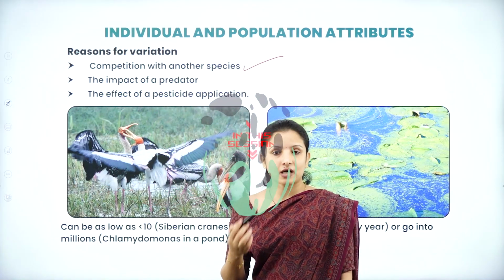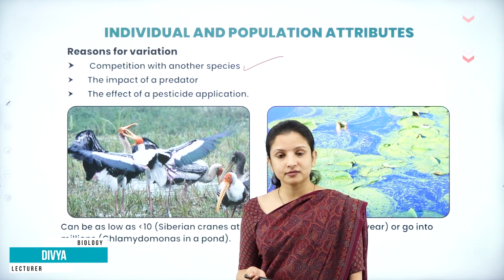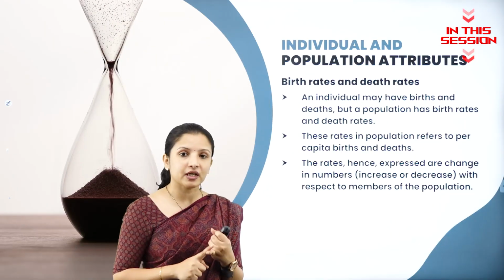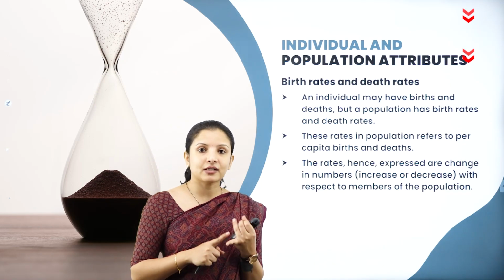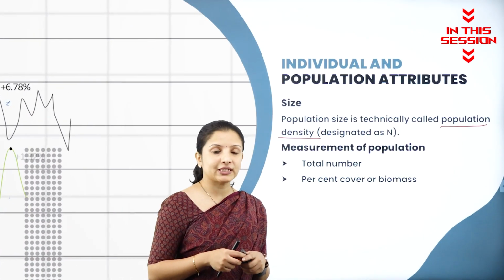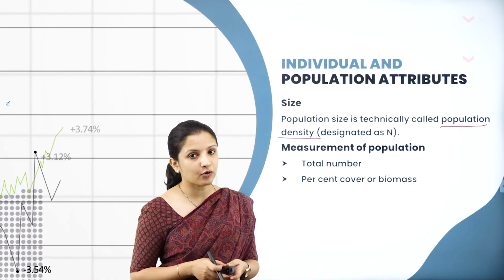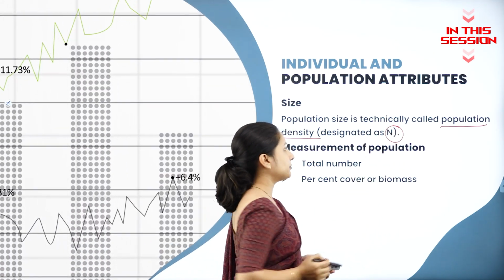Always compete with the other for survival, and those who are fit are capable of surviving, whereas those who are not will perish. Population can be understood based on the birth and the death rate of the individuals. What is population density? Population size is nothing but called as population density, and it is designated by the letter capital N.